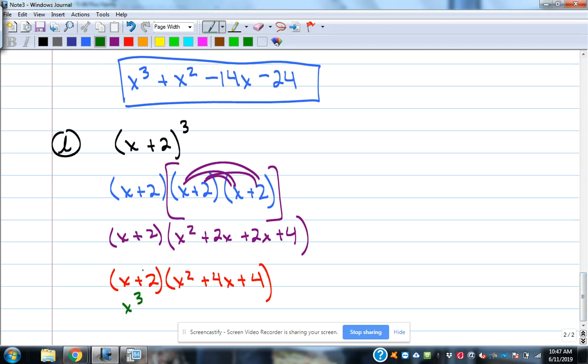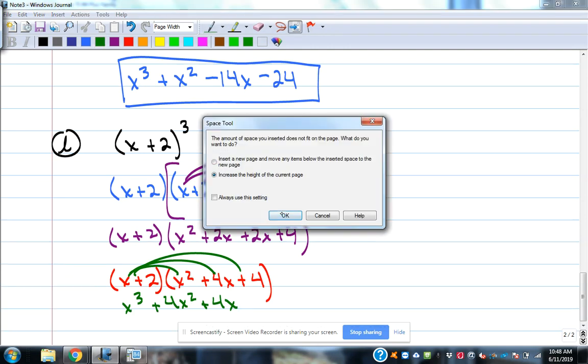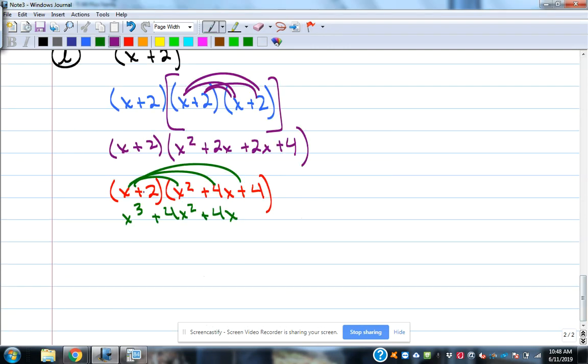X to the third plus 4x squared plus 4x. And then multiply 2 times everybody. So 2x squared plus 8x plus 16. Like terms stacking up there again. Final answer, just put it all together. X cubed plus 6x squared plus 12x plus 16.